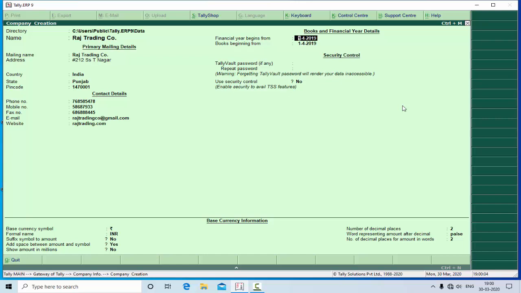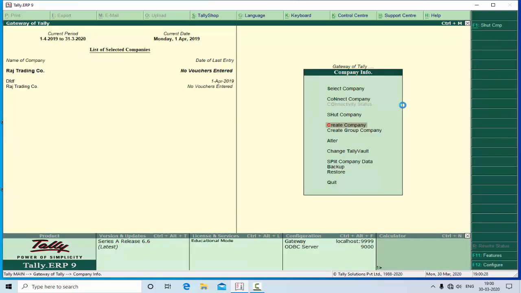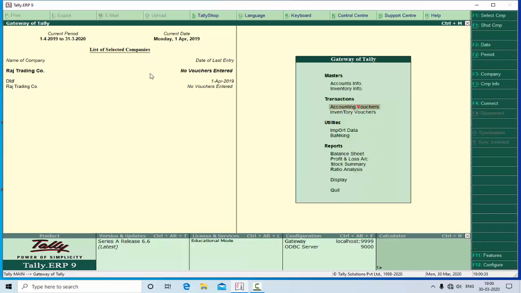Then enter the financial year beginning from 1st April 2019 and books beginning from 1st April 2019. No other information is required, so you just have to enter and save the company. Accept by pressing yes, Y, or for not creating the company press no, and then press enter. The company is created, and you can see Raj Trading Company highlighted in bold. Then use the escape button to come back from this menu.